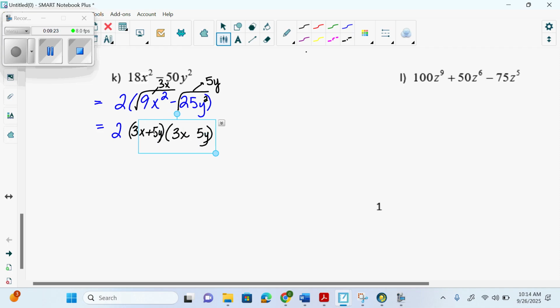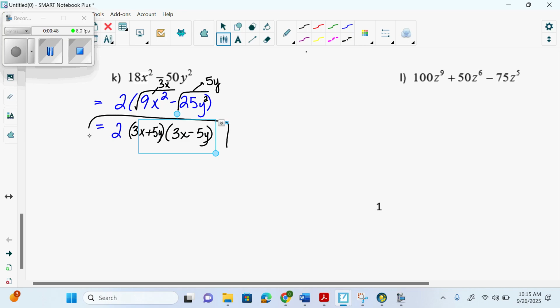Now the reason why you have opposite signs, everyone listening, you should understand why you need opposite signs. When I FOIL this, 3x times 3x gives you 9x squared. 3x times negative 5y is negative 15xy. The middle is going to be positive 15xy. So that middle term is going to cancel. That's why you need opposite signs, so that your middle terms cancel. And then you're left with positive 25y.